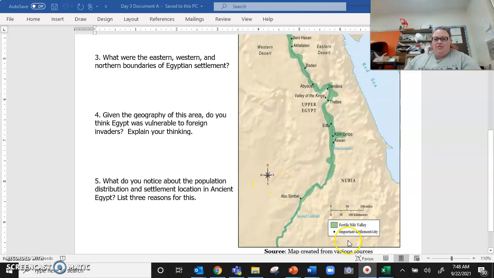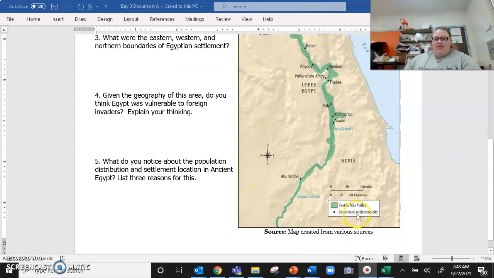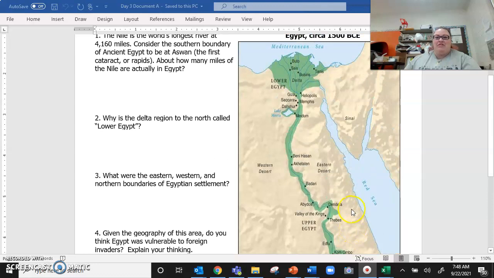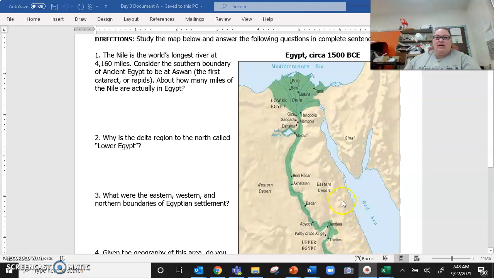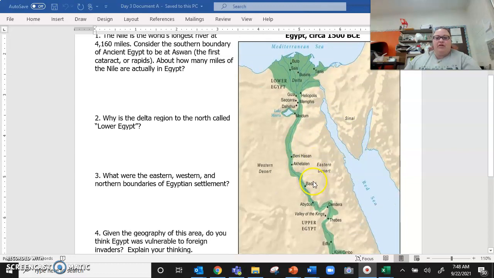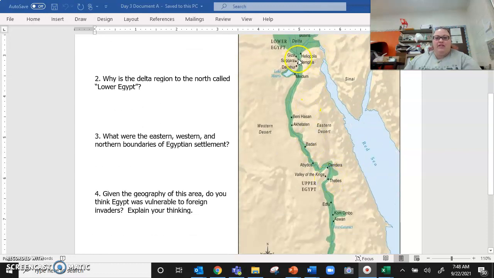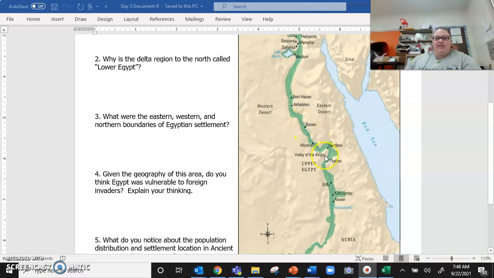There's our compass rose. And then each of these dots are important settlements or cities. This map was created from various sources, so that's good information to have. It's not like this map was made in 1500 BCE. This is a secondary source document where we took information from the time and we have compiled it together into one map, one document for us. So we can see all of these different cities, all these different settlements.